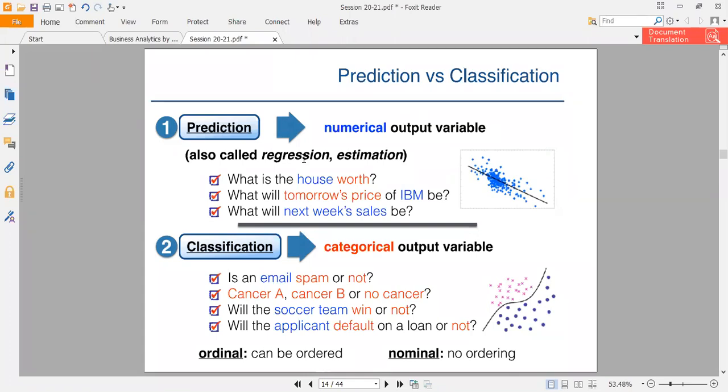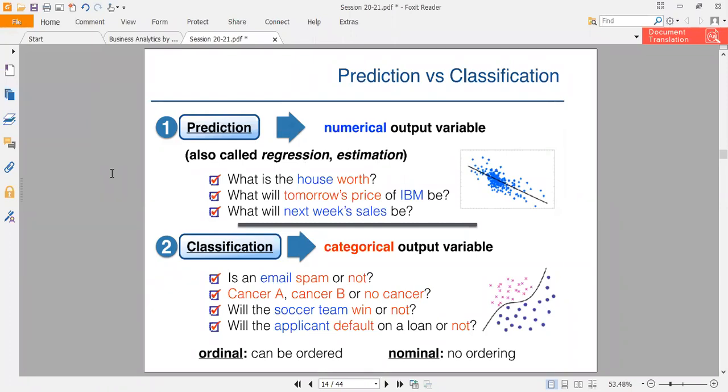The price of, let's say, IBM stock, or your sales in the next week, all of these are examples of predictions, of regression. The second category is classification. In this, your output variable is going to be a categorical variable. It could be binary, or it could have more than two possible outcomes.